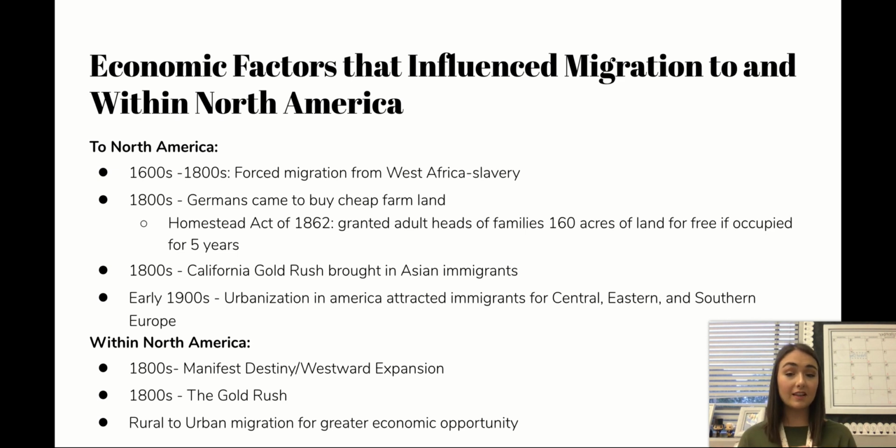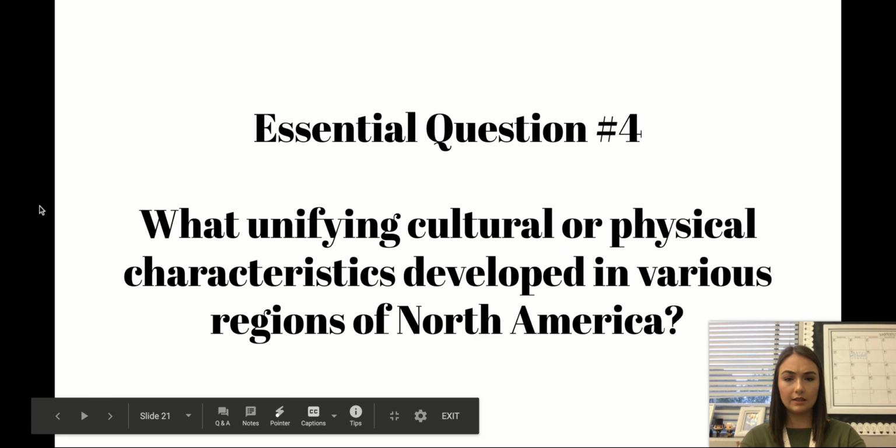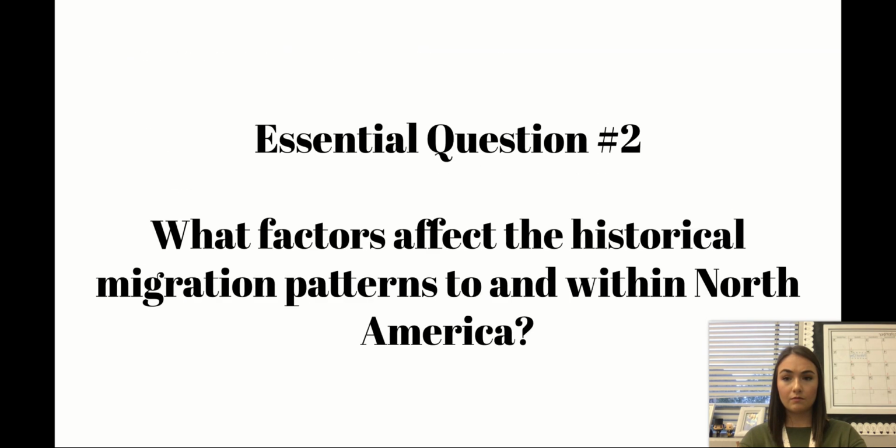And then specifically today, we see rural to urban migration for greater economic opportunity. A lot today we see migration of people moving from rural areas to urban areas, to cities. And those are some of the factors that affected historical migration patterns.